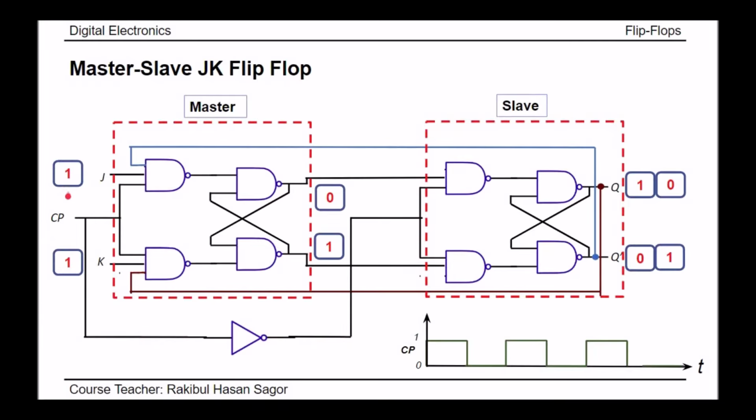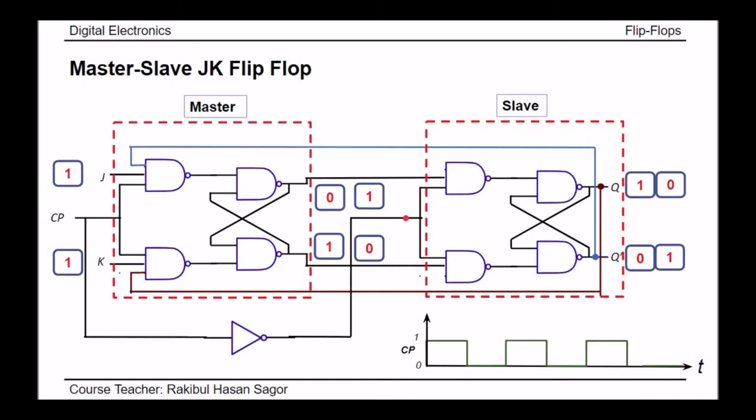As still we have J equal to 1, K equal to 1, and that feedback is coming 0 and 1, this master flip-flop will toggle our previous output. So what was the previous output? That was 0 and 1. So here it will be 1, 0. Again, during this on time, this 1, 0 input will not affect the slave output, because during this on time, the clock pulse for the slave is 0.